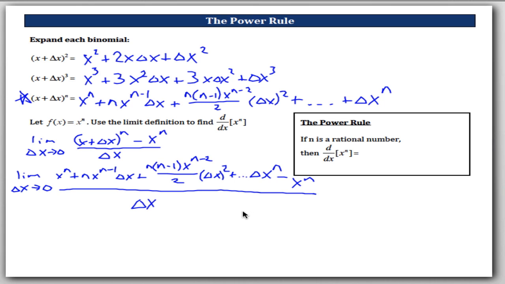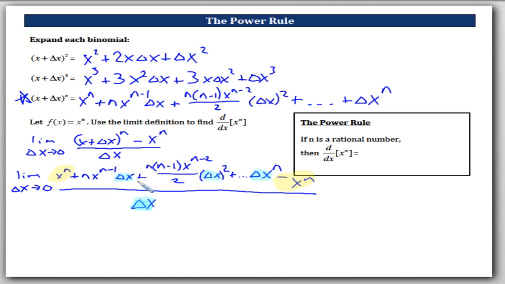Now, if you remember doing the limit definition with actual functions and numbers, you found that lots of things canceled out. And so we can see here this x to the nth and this minus x to the nth are always going to cancel out. It doesn't matter what n is. Okay. Now, when you look at this, we can also see that every term is now left with some sort of delta x. So we have our delta x down here. This term has delta x in it. This term has delta x. And it turns out every term has delta x.